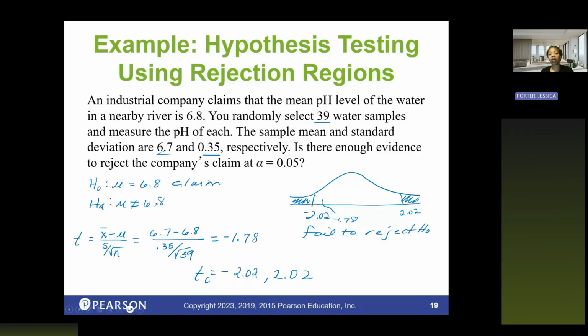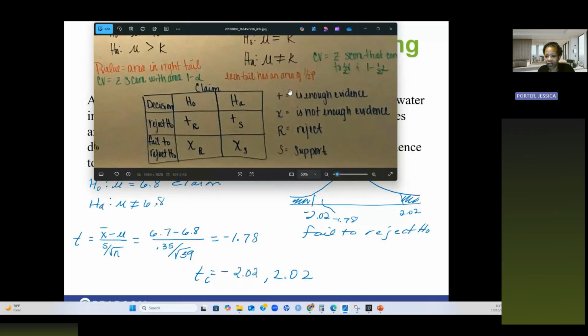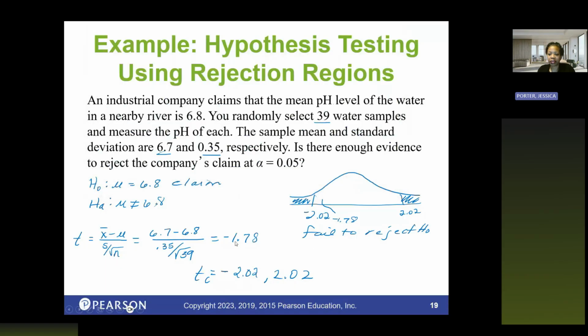Okay, so what is our wording here? Okay, so Avery says there is not enough evidence to reject. So I'm at H sub 0. I failed to reject. So yep, there is not enough evidence to reject the null hypothesis that the mean pH level of the water in a nearby river is 6.8.